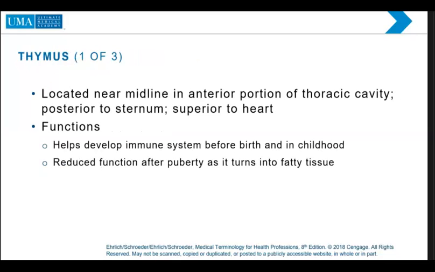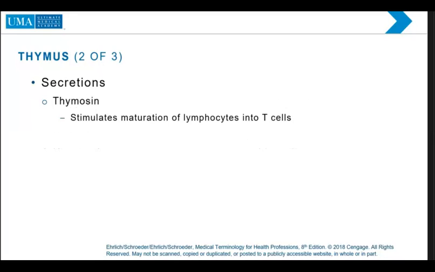We next have the thymus, and it's located near the midline in the anterior portion of your thoracic cavity, posterior to your sternum and superior to the heart. The function of the thymus is to help develop your immune system before birth and in childhood. Its function is reduced after puberty as it turns into fatty tissue. Secretions from the thymus include thymosin, which stimulates maturation of your lymphocytes into T cells.